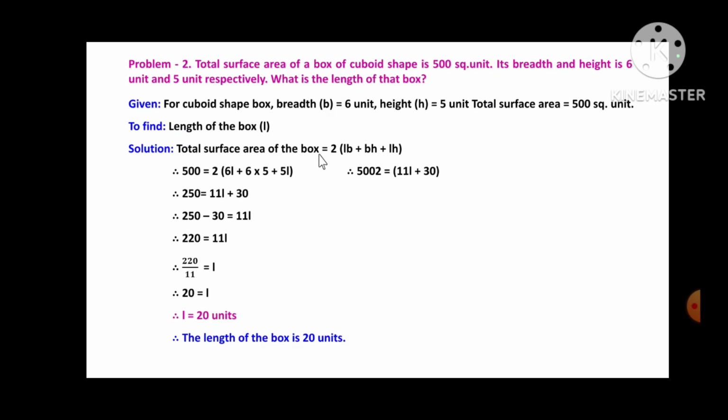Now we have the total surface area of the box is equal to 2 into bracket LB plus BH plus LH. Now we'll put the values. The surface area is 500, which is equal to 2 into bracket 6L plus 6 into 5 plus 5L. So 500 divided by 2 is equal to 11L plus 30. So here it will be 250 is equal to 11L plus 30. So 250 minus 30 is equal to 11L. So the subtraction is 220 is equal to 11L. Therefore 220 upon 11 is equal to L. Therefore 20 is equal to L, means L is equal to 20 units. So we can say the length of the box is 20 units.